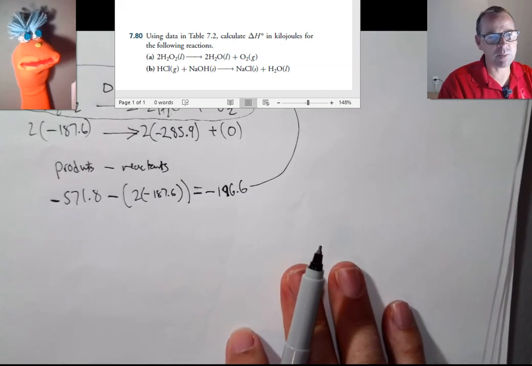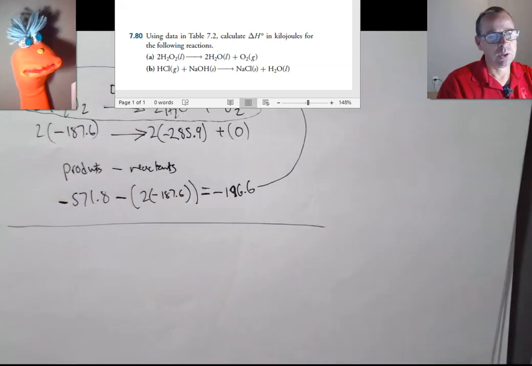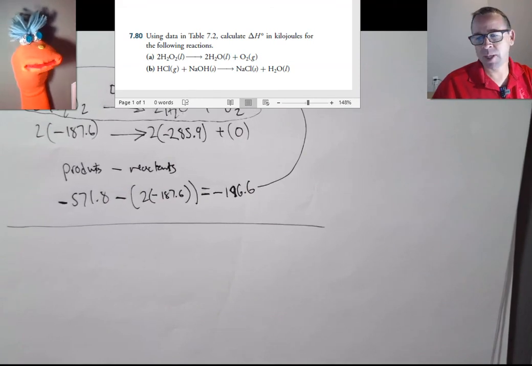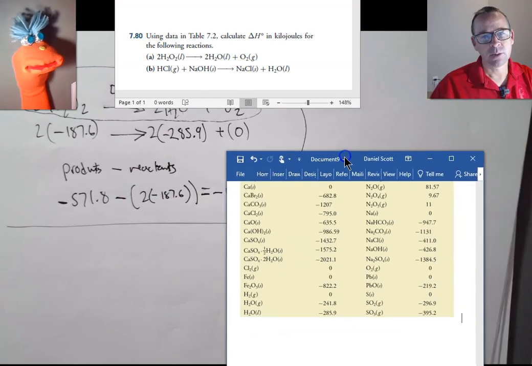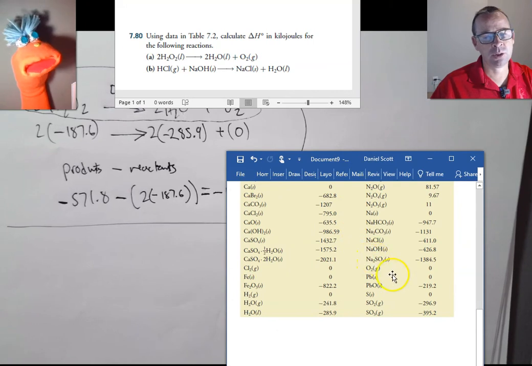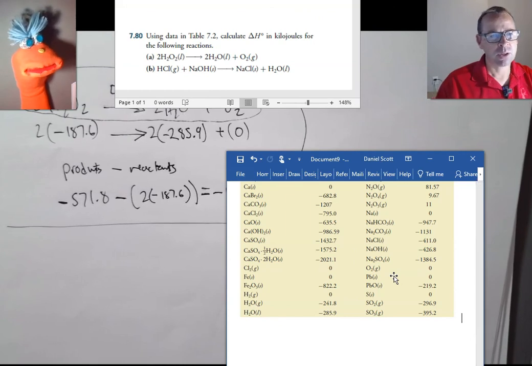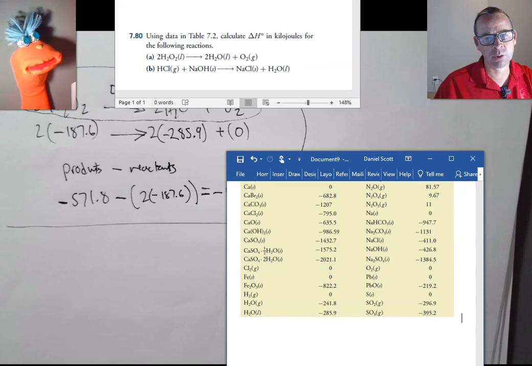Okay, let's do that second one there. Can I see the table? Yes, we need the table, don't we? Okay, so where's NaCl? NaCl, there it is. Negative 411.0. That's right. So is it okay if I write the chemical reaction down? Okay, if you want to.